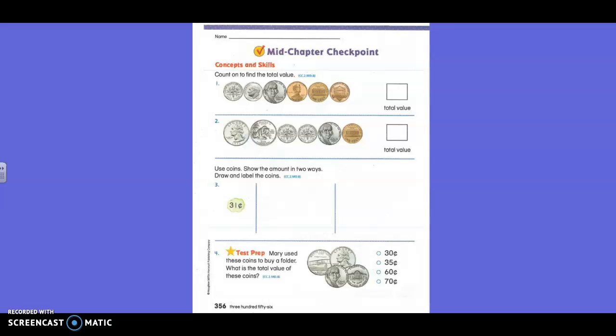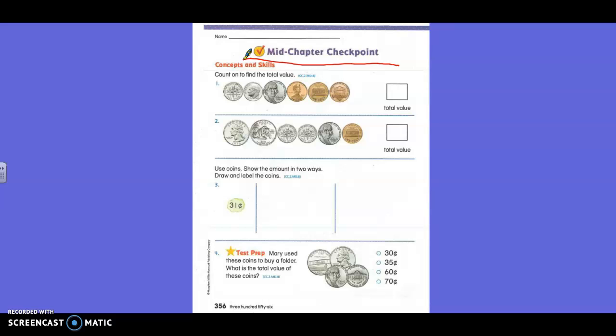Yep. Okay, so then this is mid-chapter checkpoint, which means the next page is review. So that is all on your own. Number 1 and 2, you're counting to find the total value. So you're just counting these coins and then telling what the total is. Do you need a cent sign? Yes. Then you're using coins to show the amount in 2 ways. They want you to show 31 cents 2 different ways. 2 different ways, not the same way.